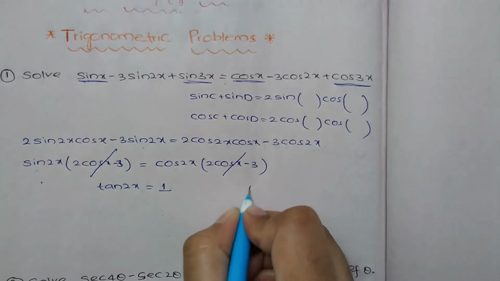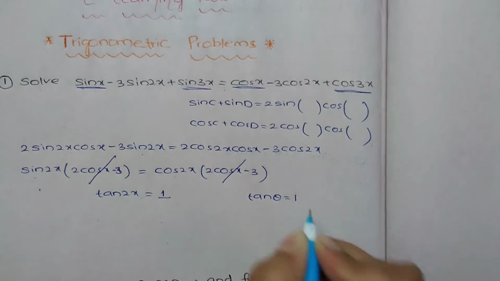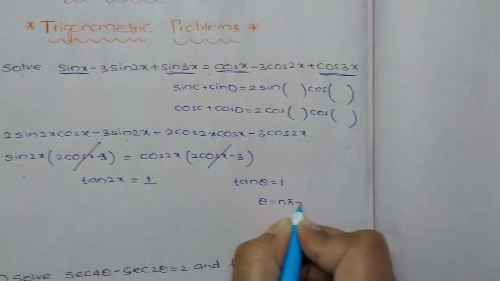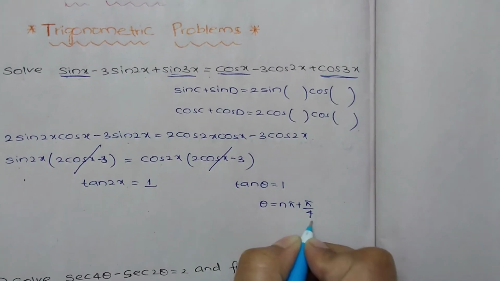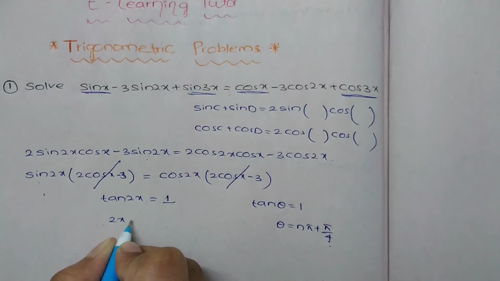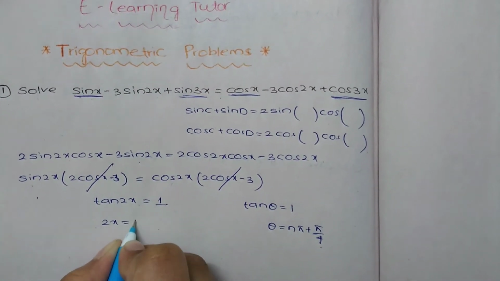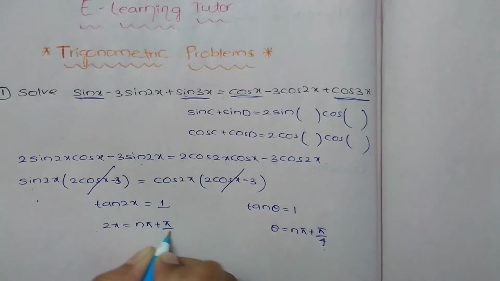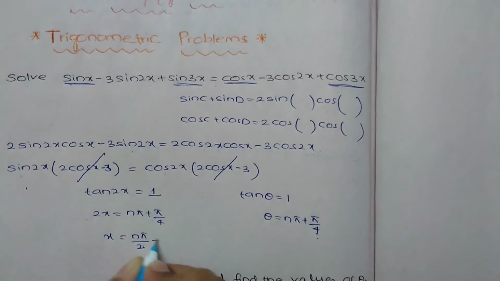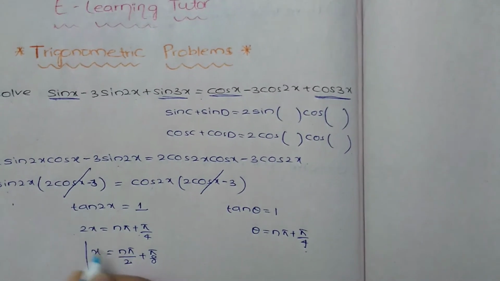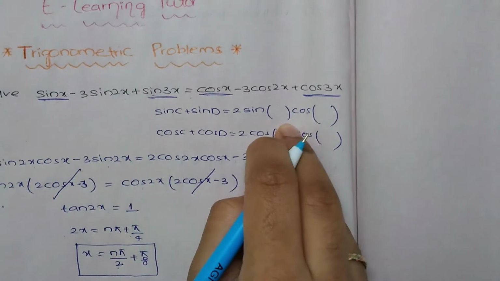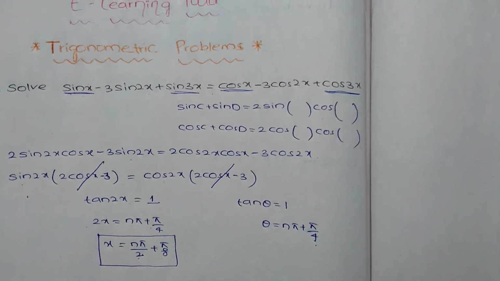Okay, for tan theta is equal to 1, what are the possible values of theta? n pi plus pi by 4, right? So same applies here. 2x is n pi plus pi by 4. So x is equal to n pi by 2 plus pi by 8. So these are the possible values of x which satisfy this condition. So let's go to the second question.